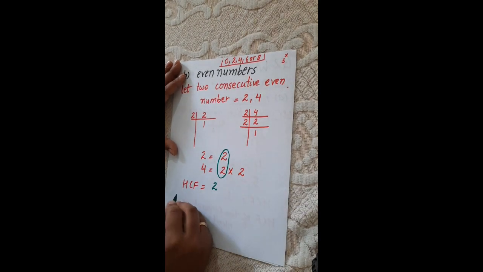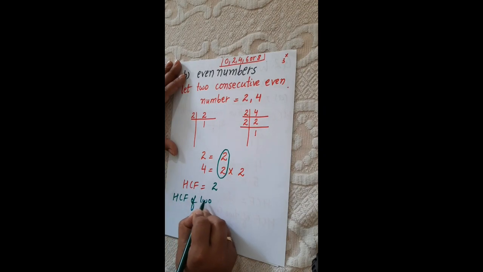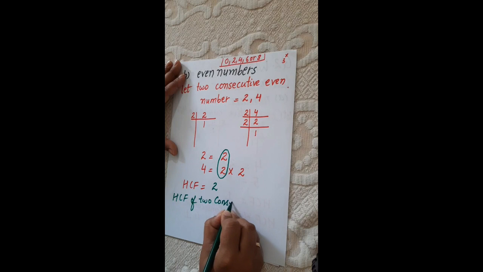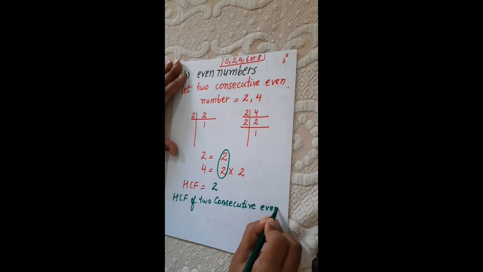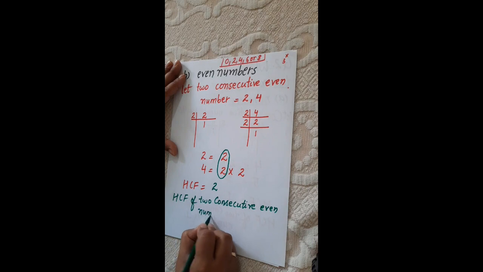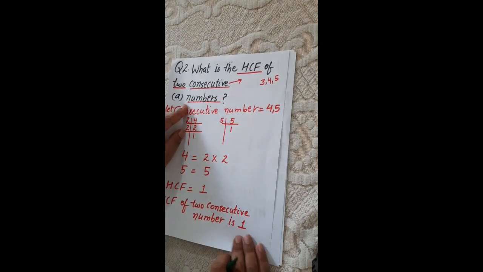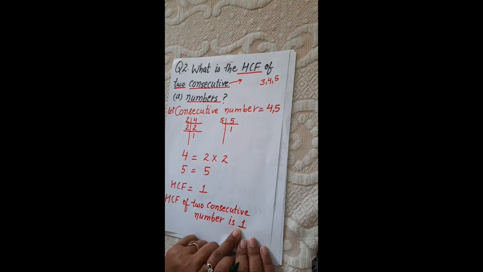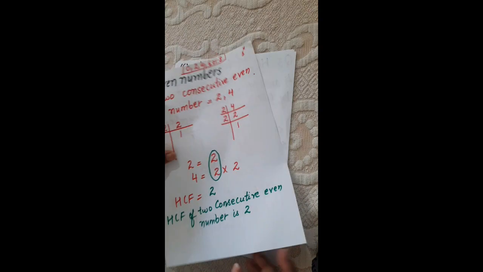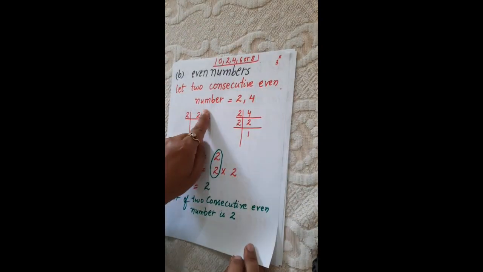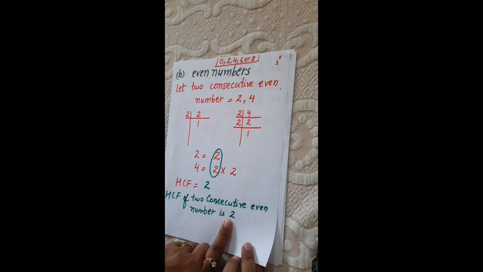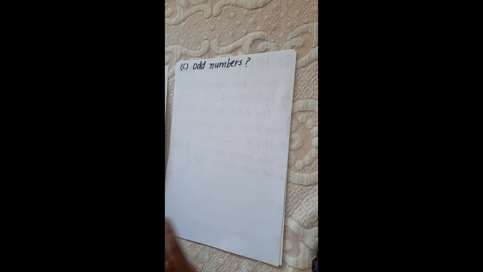So we can say that HCF of two consecutive even numbers is 2. If we take any two consecutive numbers, then the highest common factor is 1. If we take two consecutive even numbers, then the highest common factor is 2. Let's continue with the C part.